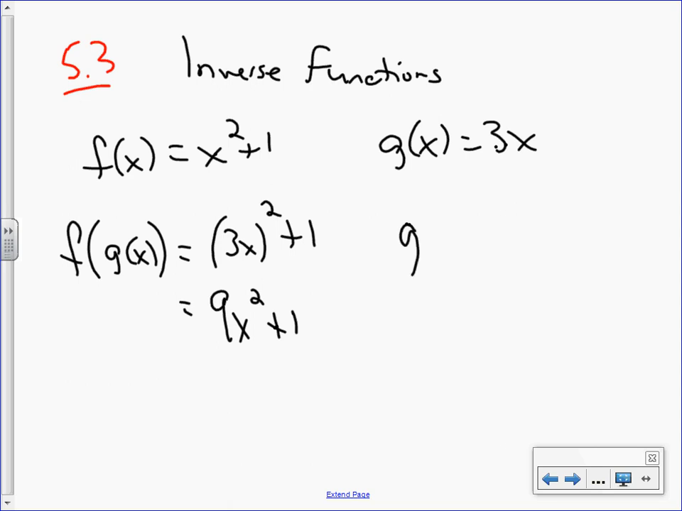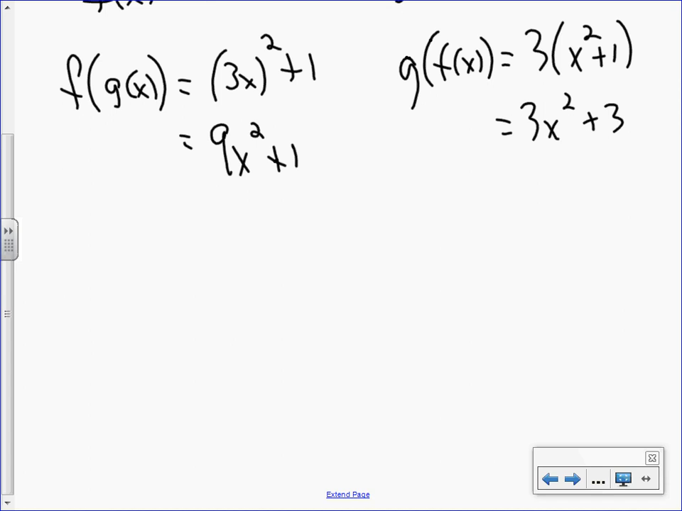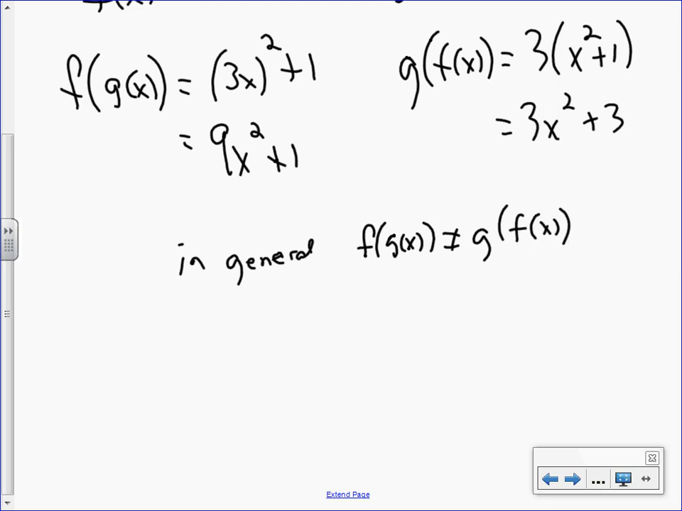Then suppose I ask you to do g of f of x. Then that is 3 times x squared plus 1, which is 3x squared plus 3. The point of this is, one, to make sure you remember how to do composite functions, and two, to make sure you remember that if you pick any two random functions, f of g of x is not necessarily going to equal g of f of x. If you just pick any two functions, that's probably not going to happen.